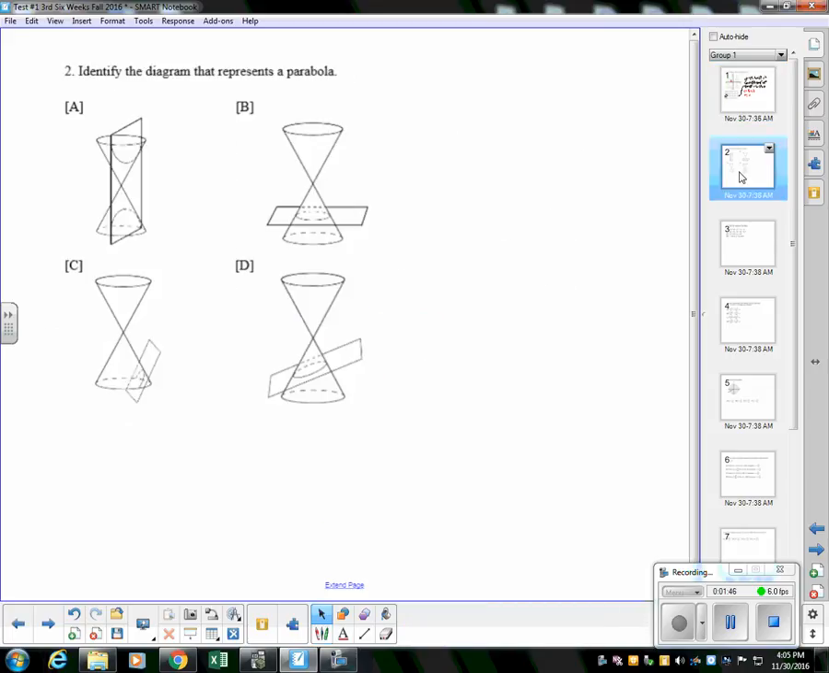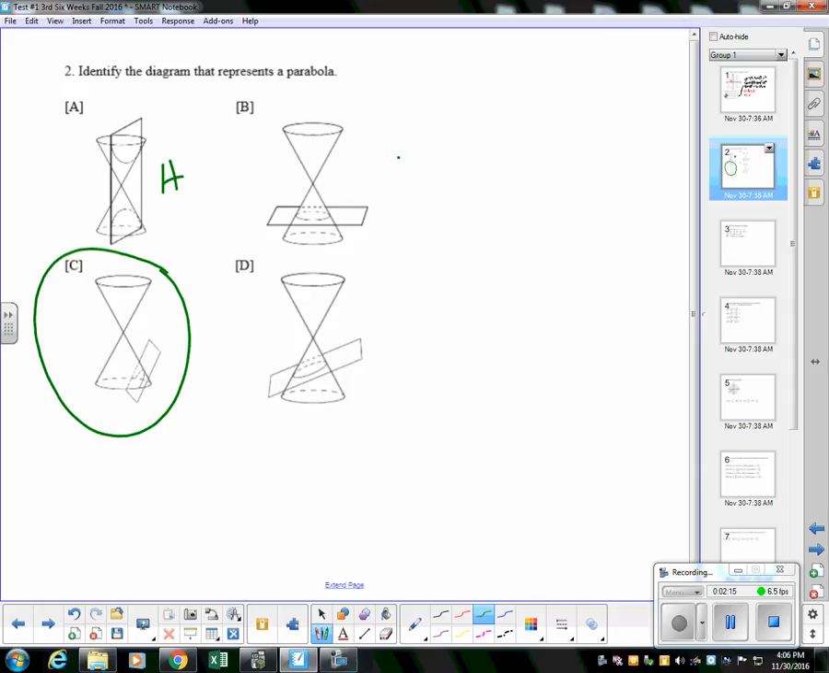The next problem asks you to identify the parabola. And if you think about this, the parabola is a U shape. Now, in all 4 of these pictures, there's 2 cones put together and a plane that intersects, and that's how we started to talk about conics. A parabola is a U-shaped figure. The only figure that's U-shaped, where the intersection is answer choice C. Now, if you're wondering what the others are, answer choice A is a hyperbola, answer choice B is a circle, answer choice D is an ellipse. And again, it's pretty straightforward there.